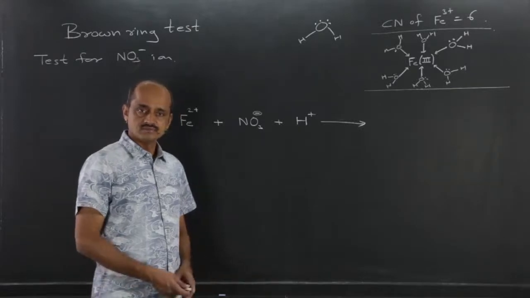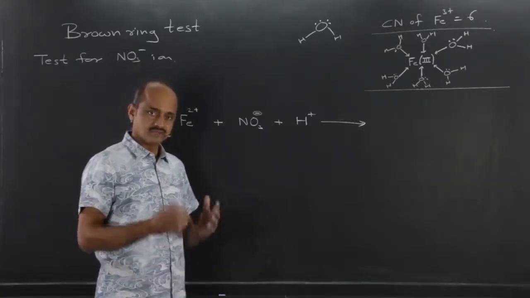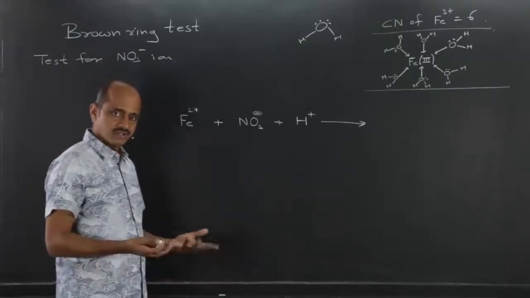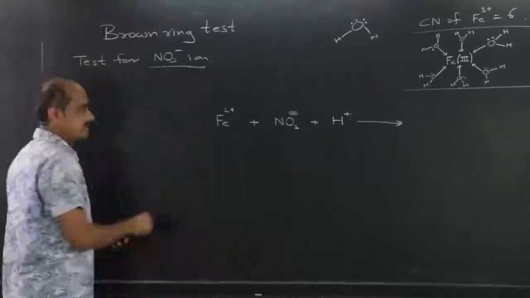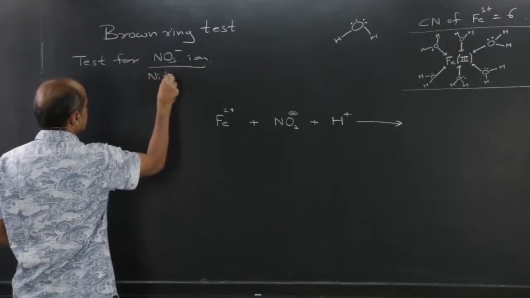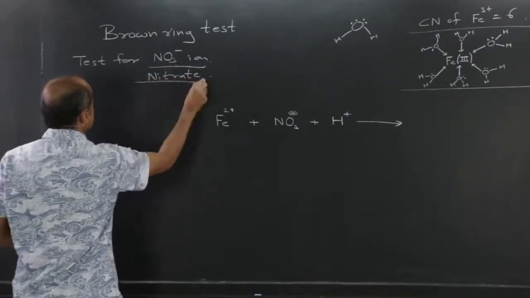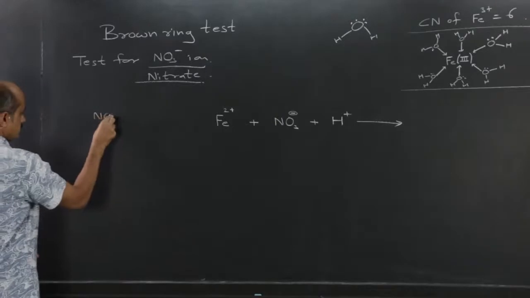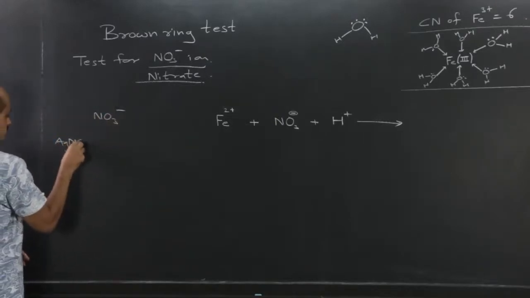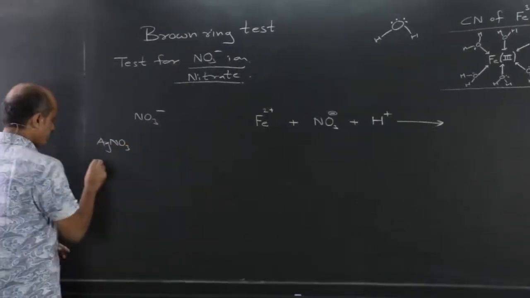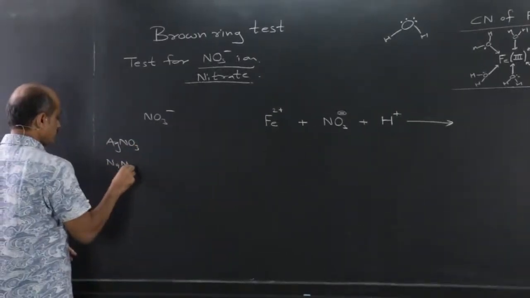Let us now consider the Brown ring test. This test we carry out for the nitrate ion, NO3 minus. It can be from AgNO3, it can be from NaNO3, HNO3.